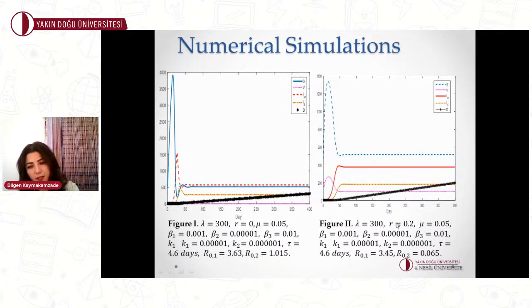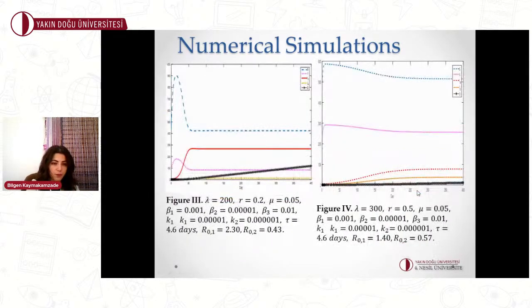And similarly, if we check the second figure, we assume that 20% of the individuals are vaccinated, and still we have disease here. But if we check the severely infected individuals and death rate, with 20% vaccinated we have disease, but not like the previous one. It is not as serious as the previous one.